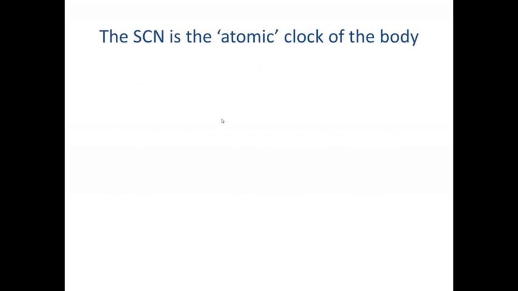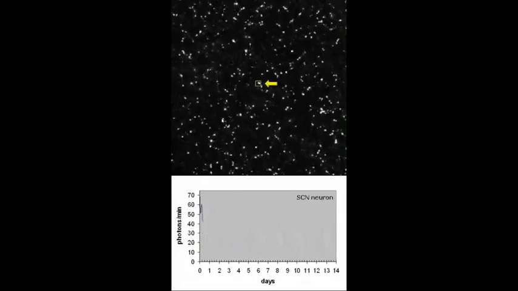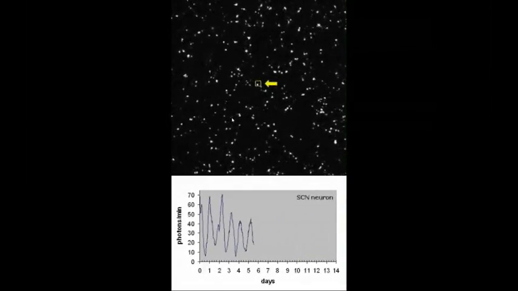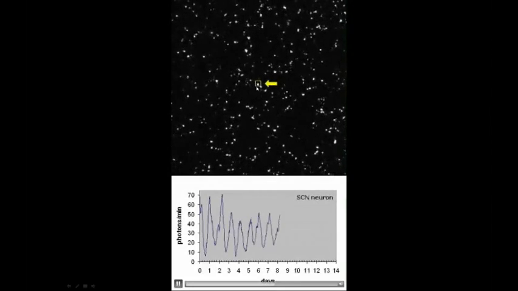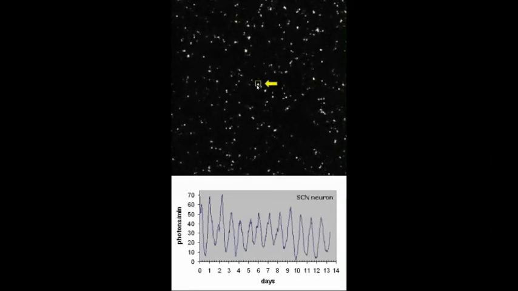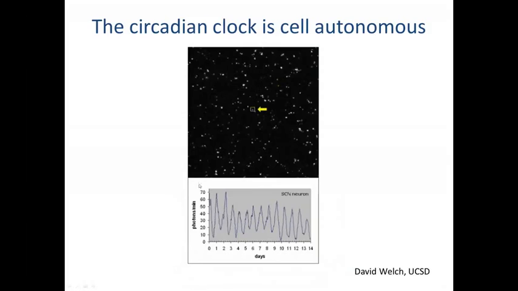So I talk about the SCN as being the master clock, and what it really is, is sort of an atomic clock. So it keeps the official time and integrates light information. And here you can see an individual SCN neuron that's been engineered with the luciferase vector and the incredibly robust rhythms in transcription that result over a period of 14 days. And these recordings are from David Welsh at the University of California at San Diego.